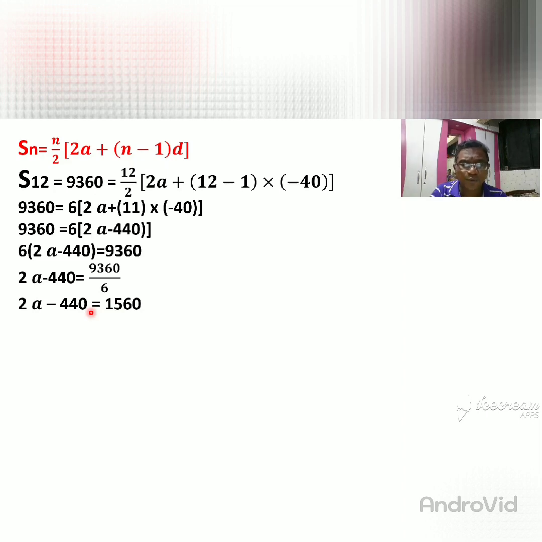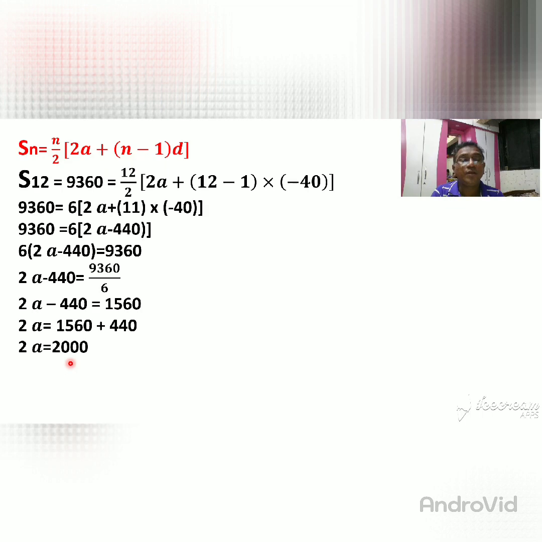Then minus 440 goes across and becomes plus 440. So 1560 plus 440. We can do the addition of these numbers. How can you do the addition? This 2a remains as it is. 0 plus 0 is 0. 6 plus 4 is 10. 5 plus 4 is 9, 9 plus 1 is 10. 0, and 1 is carried. 1 plus 1 is 2. So 2000. So 2a is equal to 2000.